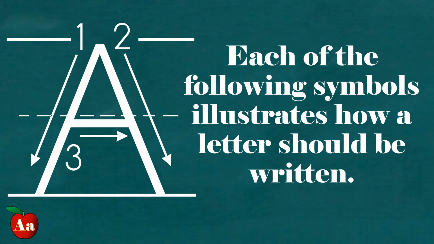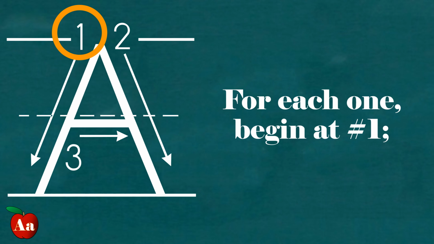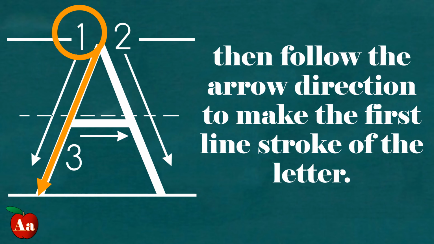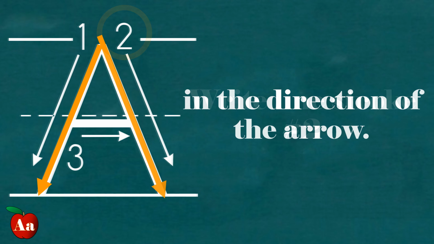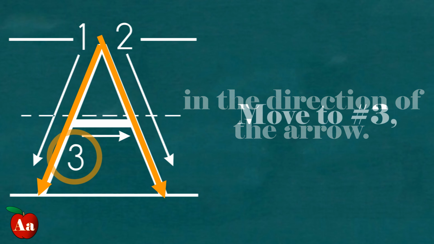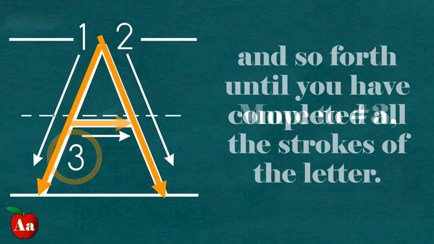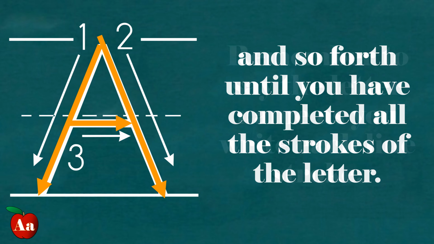Each of the following symbols illustrates how a letter should be written. For each one, begin at number 1. Then follow the arrow direction to make the first line stroke of the letter. Write line stroke number 2 in the direction of the arrow. Move to number 3, and so forth until you have completed all the strokes of the letter.